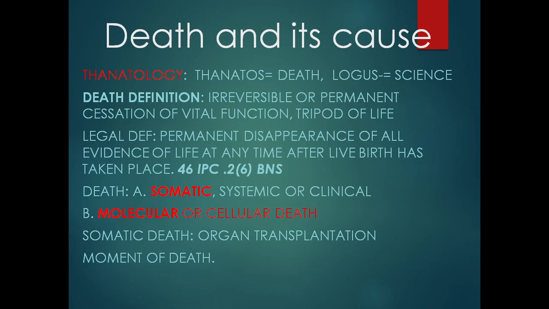What is somatic death? Somatic death, or systemic death, or clinical death, is death that occurs as a whole in the body, and molecular death means individual cells die. You must know the difference between somatic death and molecular death. I will show you this on a diagram. This is required for organ transplantation, and I shall clarify to you what the moment of death is.